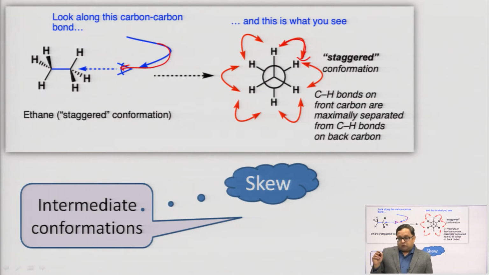While there are numerous, infinitely many conformations, we consider two extreme conditions. One is called eclipsed, another is called staggered. Eclipsed conformation means the substituents are at minimum distance, and in staggered the substituents are at maximum distance, and the intermediate conformations present between staggered and eclipsed are called skew conformations.